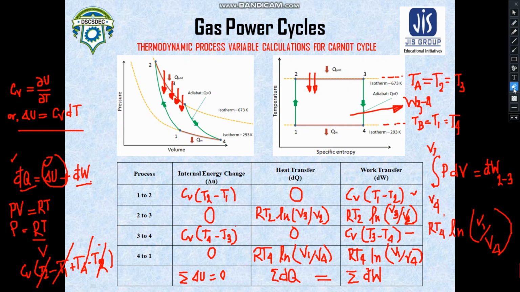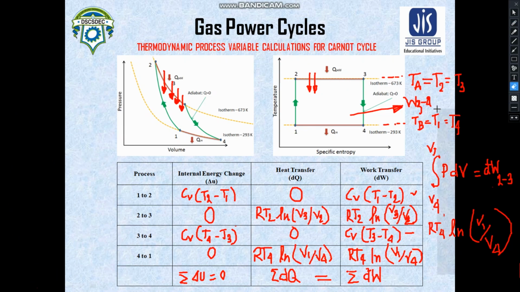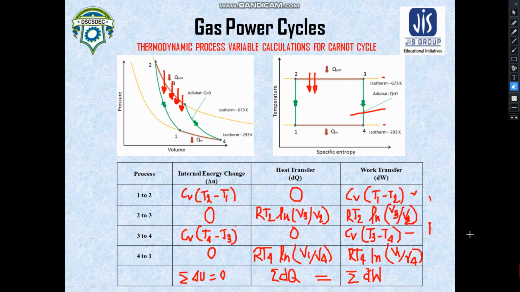Our motive is to find the efficiency, and this can be done from the tabular format which we have created just now. It becomes very easy to calculate. Let us see how it can be done. You must remember that the efficiency of a Carnot cycle, or any cycle, can be written as eta Carnot equal to 1 minus heat rejected divided by heat added.